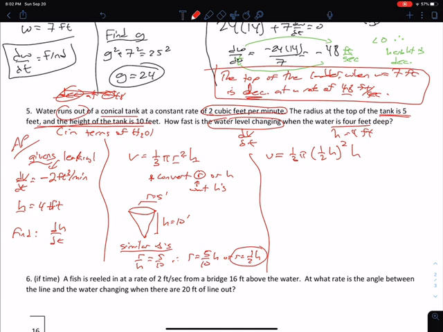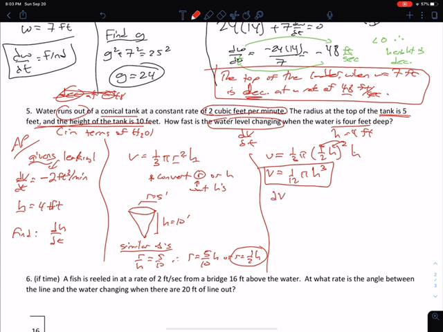Now I can take the derivative, but I'd have to use the product rule, and that's pretty nasty for this. Instead, I'll simplify. If I distribute the square to the 1/2, we get 1/4. 1/4 times 1/3 is 1/12 pi. We get h squared times another h, so we get h cubed. This is a much easier derivative to take. So speaking of which, let's take our derivative now. This is what we want. Everything's in terms of h.